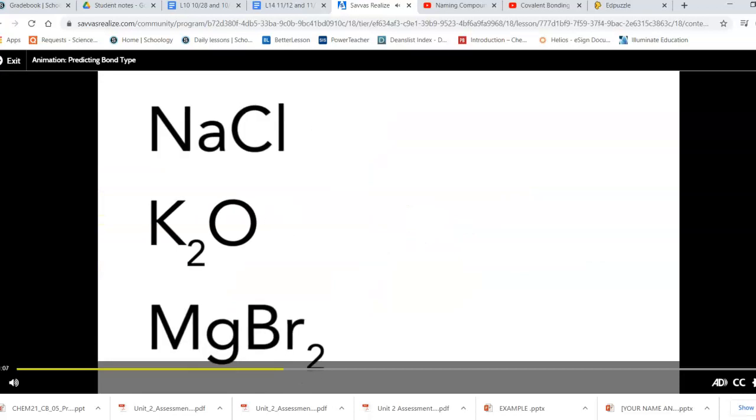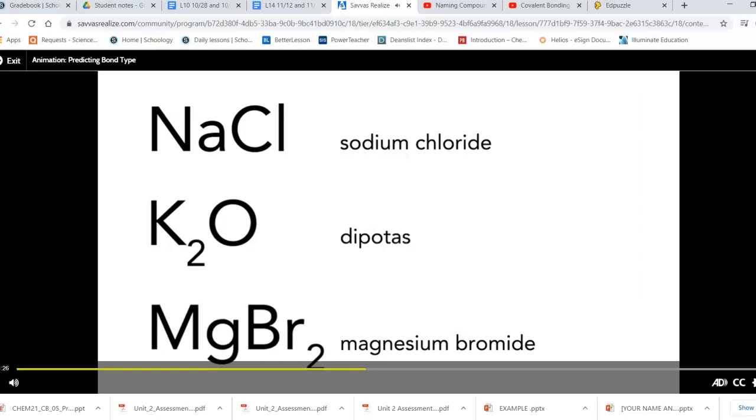Since no other formulas are possible for these ionic compounds, their names do not include any information about the number of atoms. NaCl is sodium chloride. MgBr2 is not magnesium dibromide. It is called magnesium bromide. And K2O is not dipotassium oxide. It is called potassium oxide.